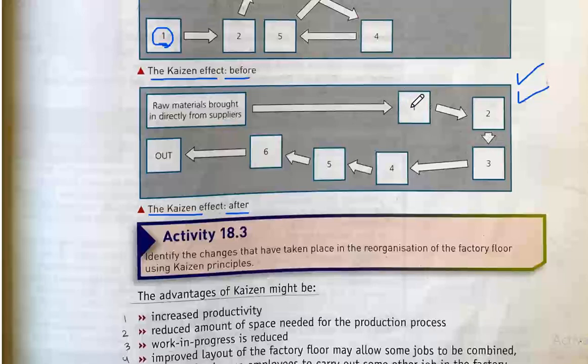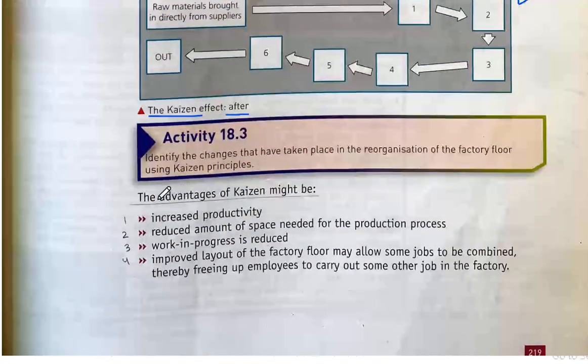1, 2, 3, like each machine that does step 1 next to the machine that does step 2 in the production process, step 3, and so on. So raw materials are brought in directly from the supplier all the way out. It's easy, it's smooth. So what are the advantages of Kaizen? Number one, increased productivity and reduced space needed for the production process. It's smooth, it's clear, it's organized.